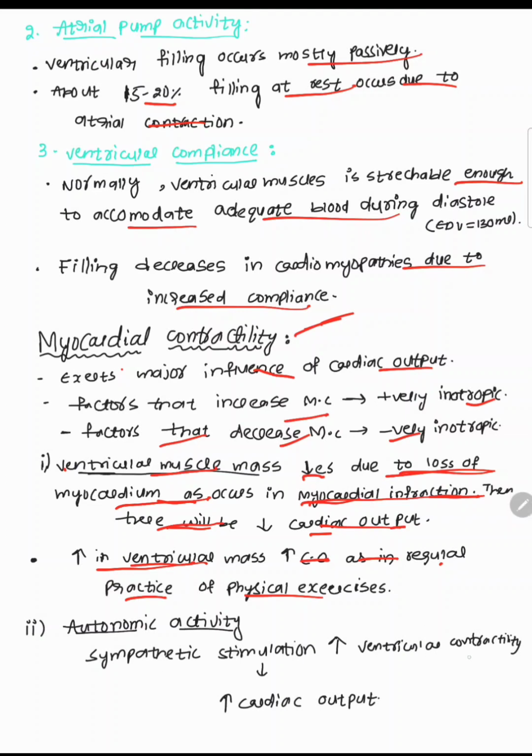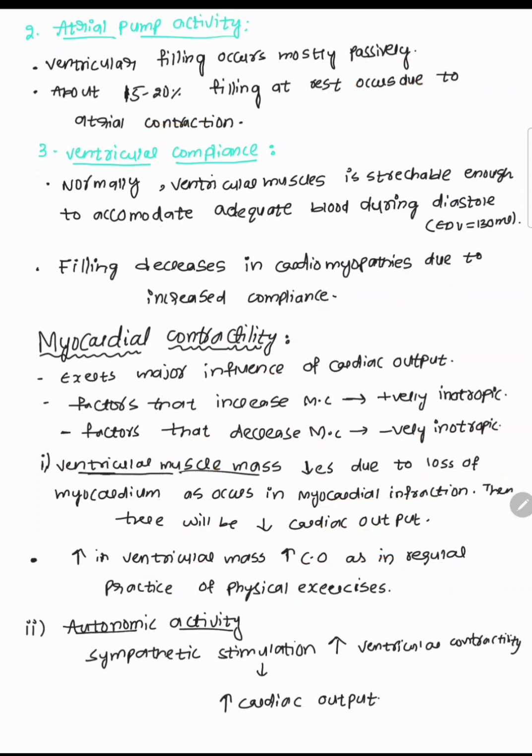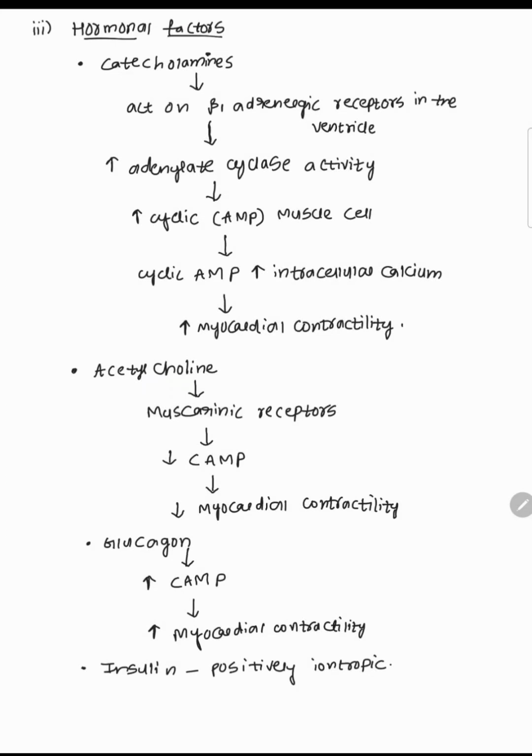Sympathetic stimulation increases ventricular contractility, so it increases the cardiac output. Next, hormonal factors. The substances which increase cardiac output are positively inotropic. Catecholamines are positively inotropic. How do they increase myocardial contractility? Catecholamines act on beta 1 adrenergic receptors in the ventricles. The ventricle has these receptors, and they act on these receptors.